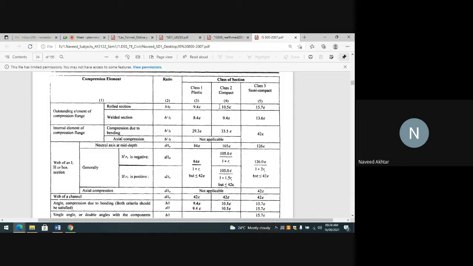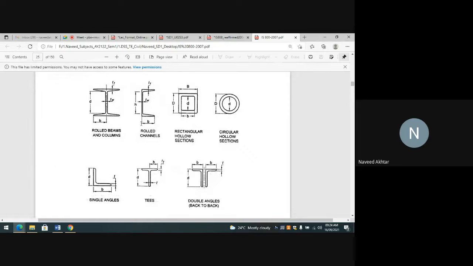Otherwise, if it is between 9.4 E to 10.5 E, it is class 2 compact. And if the value is between 10.5 E to 15.7 E, then the class is semi-compact. And if the value of B by TF ratio is greater than 15.7 epsilon, it means that your flange is slender.